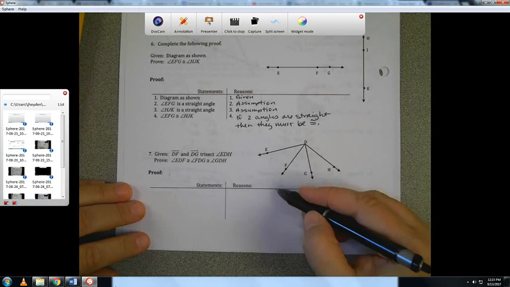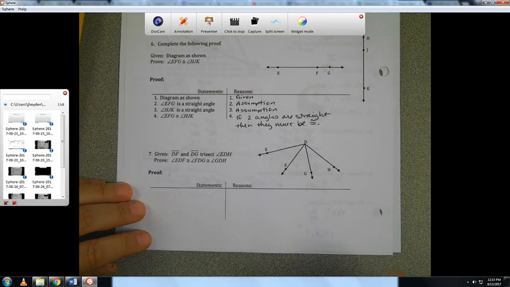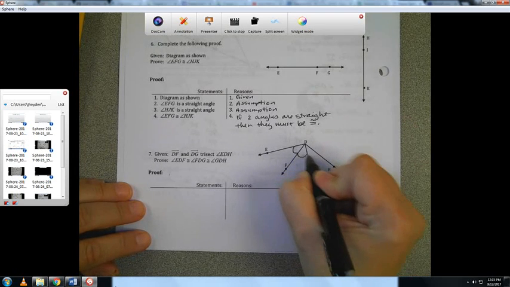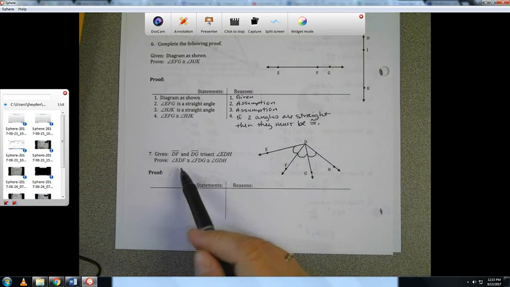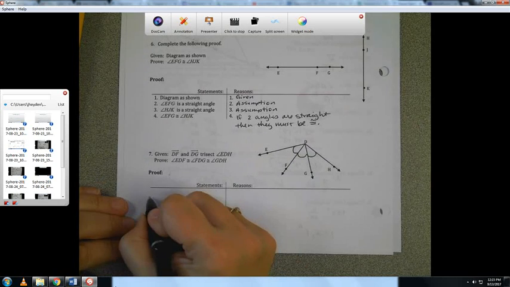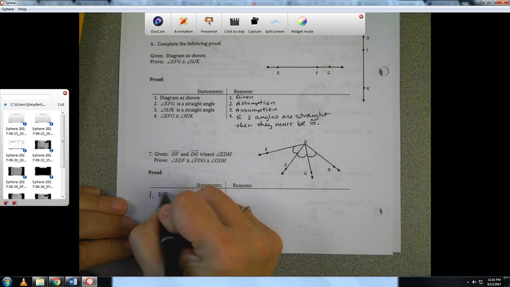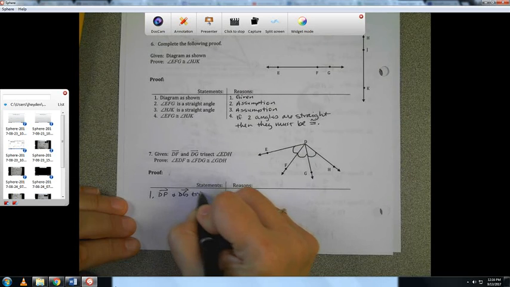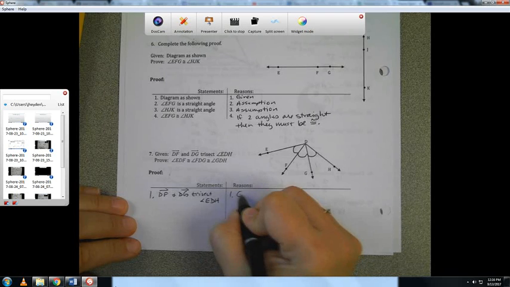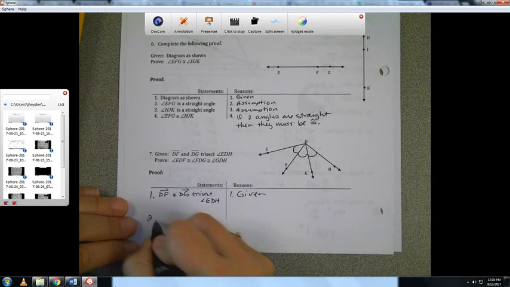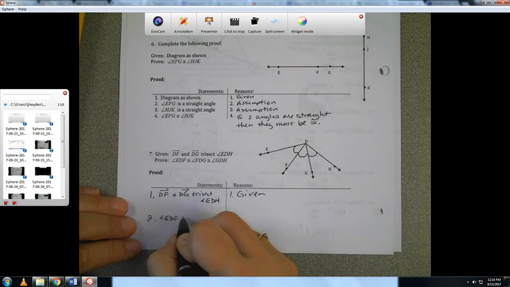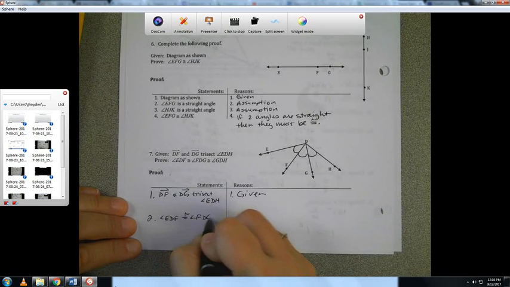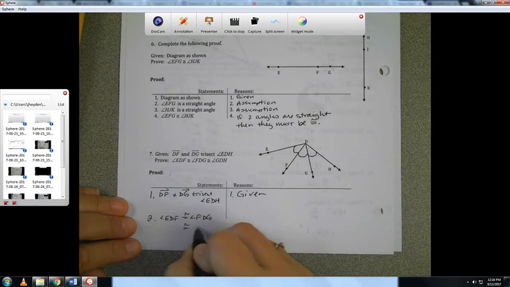7, trisecting. So DF and DG trisect this big angle. So all three of these are congruent. Oh, look at that. Prove all three of these are congruent. So that's a two-stepper. Number 1, ray DF and ray DG trisect angle EDH. Reason? Thank you very much. Given. 2, angle EDF is congruent to angle FDG, which is also congruent to angle GDH. I don't like GD.